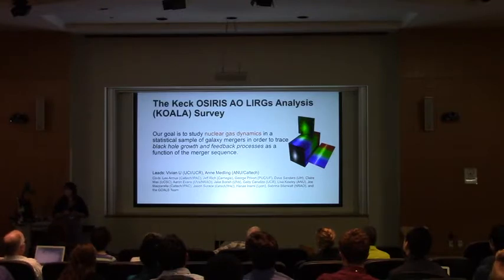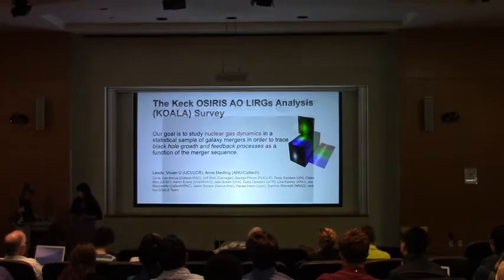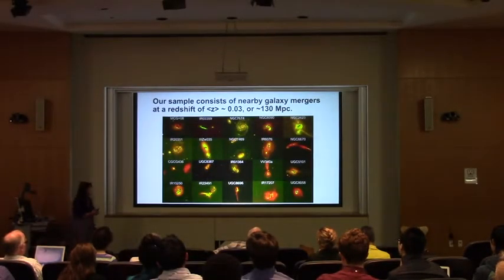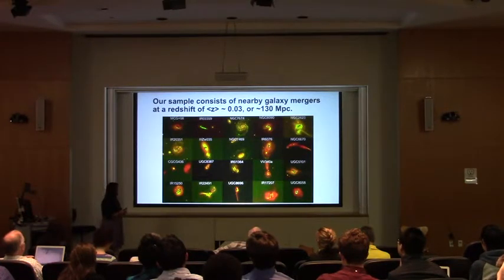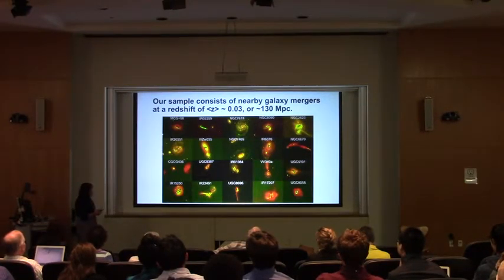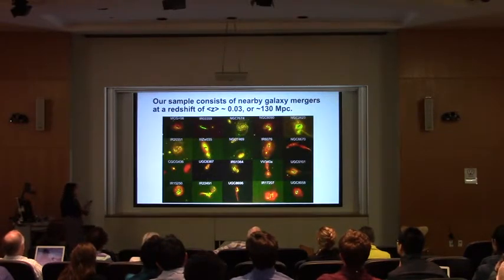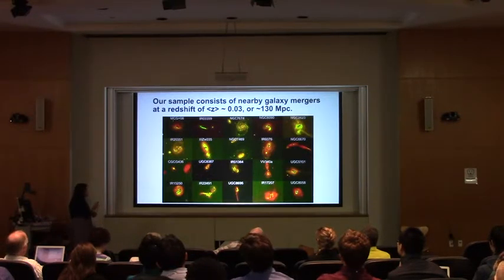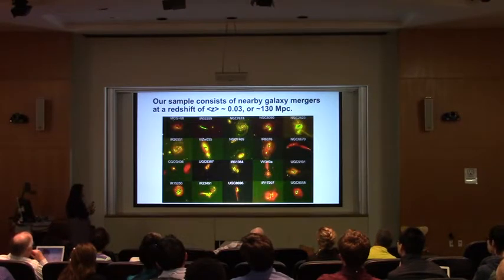We've had a lot of observing time using the OSIRIS instrument, which is a near-infrared IFU assisted by AO on Keck. And we have targeted so far about 20-some systems, almost 30 nuclei, mostly local galaxy mergers at a redshift of about 0.03, or 130 megaparsec. Here I am showing a subset of 20 of them, ranked in increasing infrared luminosities. The last 6 are ULIRGs.